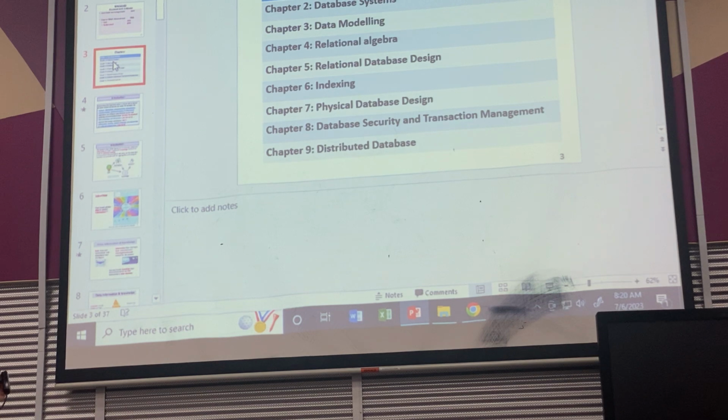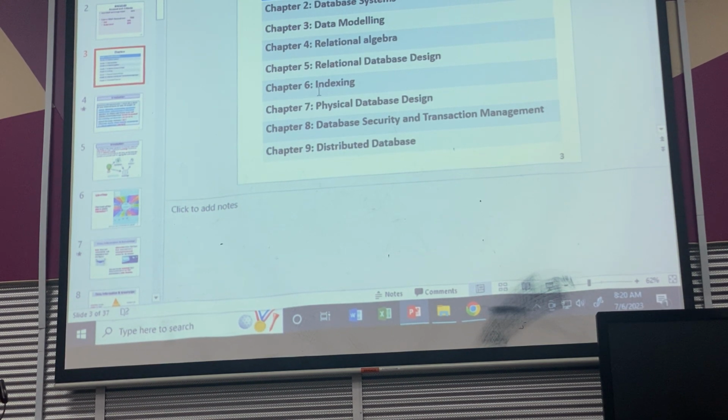So this is all the chapters we'll cover, all together 9 chapters. Okay. Chapters 4, 5, 6, 7, these are a lot of marks from the final exam. The first 3 chapters are theory. Chapters 4, 5, 6, 7 are practical. It's a lot in the final exam.